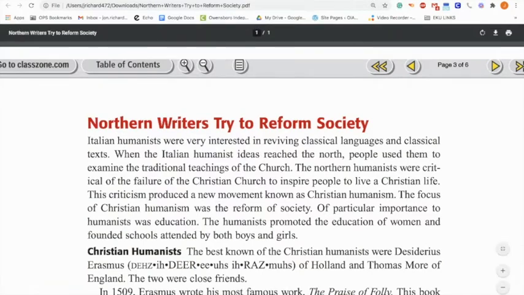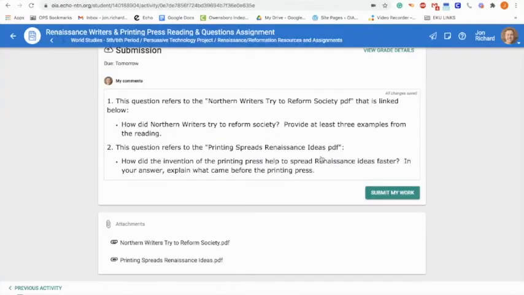So let's go back and look at the other reading. So the first question referred to what we just read, provide at least three examples. We gave you four in that reading. So let's go to this next one. This question refers to the printing press spreads Renaissance ideas PDF. And how did the invention of the printing press help to spread Renaissance ideas faster? In your answer, explain what came before the printing press.